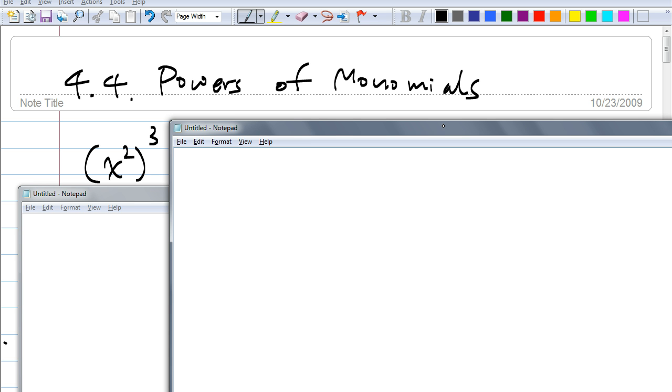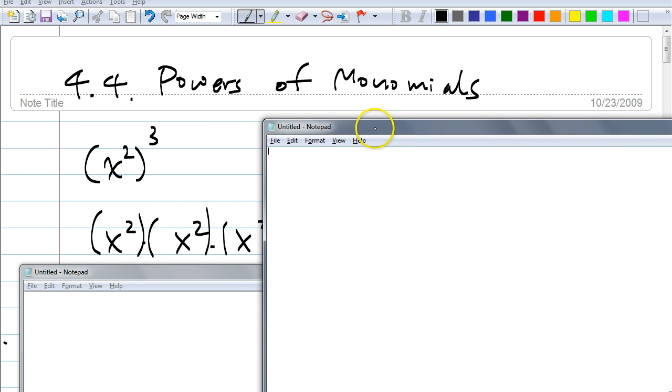No. Now, what does this mean, first of all? What is the base of the exponent 3? Raise your hand. Yes. X squared is the base of exponent 3. So what does this mean? We need to multiply this base. Yes? X squared times x squared times x squared.